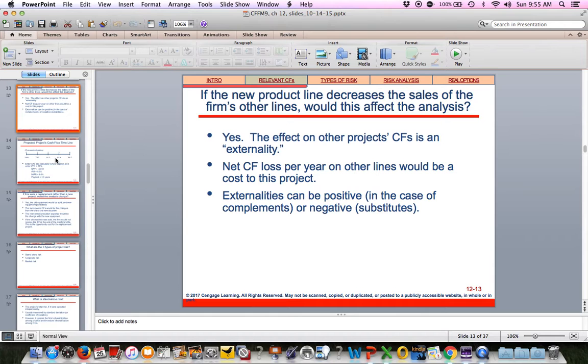So complements would be an example there, or they can be, or substitutes would be a negative. So externalities can be positive or negative. Just be aware of that concept. They've got lots of good examples in the book about externalities, so just make sure you take a look at those.